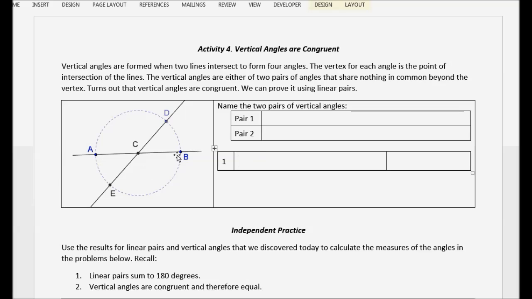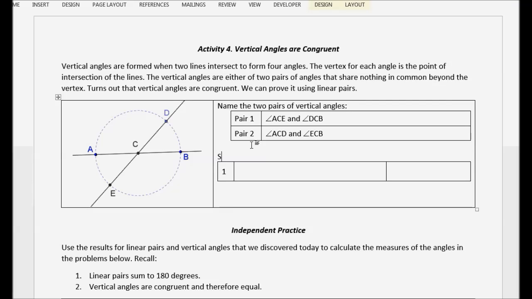Now, vertical angles are across from each other. They share a vertex but no other common points. So ACE and DCB are vertical, angle ACE and angle DCB, and ACD and ECB are vertical, angle ACD and angle ECB. Alright, so our goal is to show that vertical angles are equal to one another.